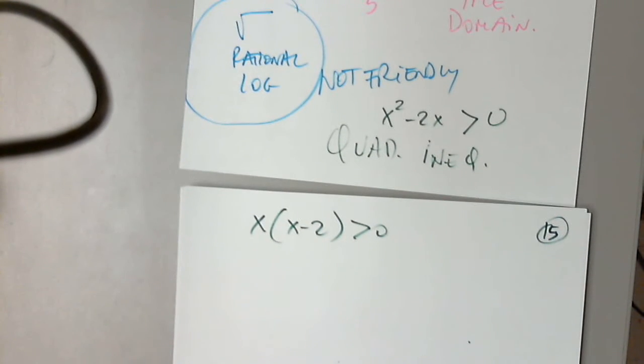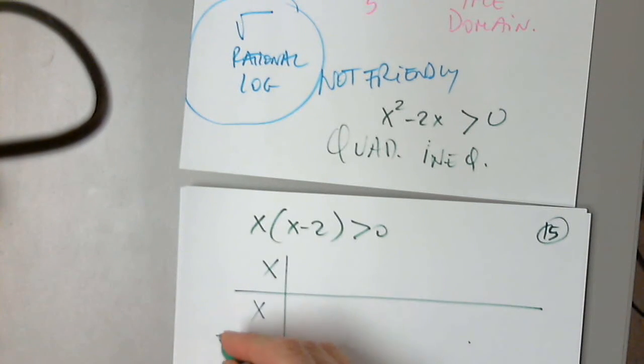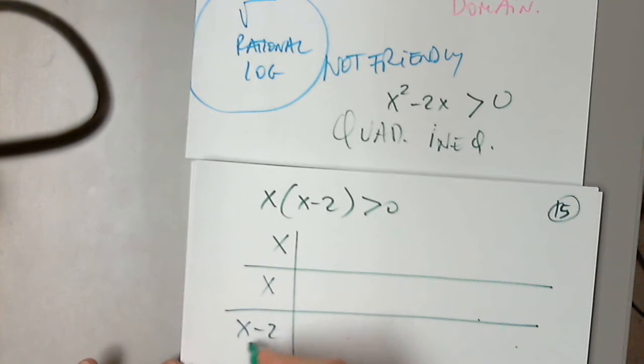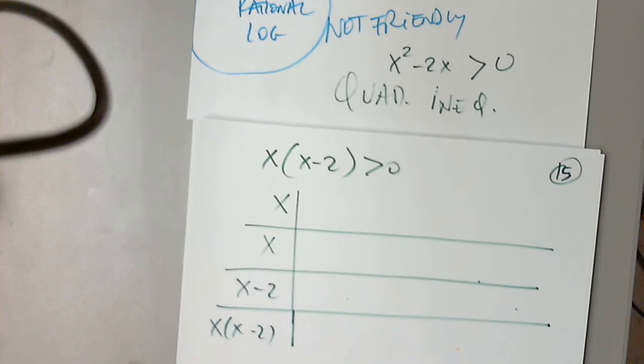Awesome. If I don't have a product or a ratio of factors on the left-hand side and 0 on the other, or vice versa, I cannot use the table. Remember, the table only compares signs, not numbers. So x is the first factor, x minus 2 is the next factor, and the whole expression is what I care about. Not about each and every piece, but the whole thing.